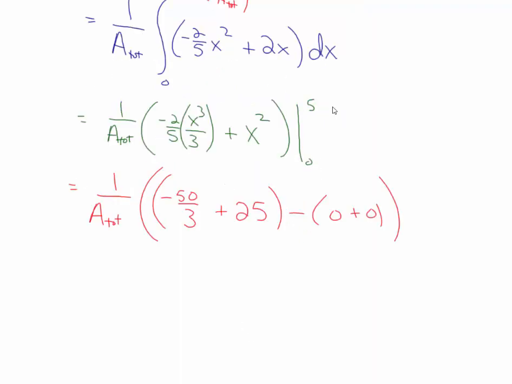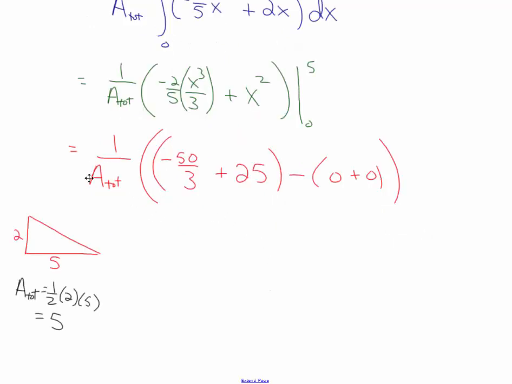So substituting in those limits, we have 1 over the area. Substituting in x equals 5, we have negative 2/5 times 5 cubed over 3, so that's negative 50/3, plus 5 squared, 25, so that quantity, minus, plugging in 0, we have 0 plus 0.